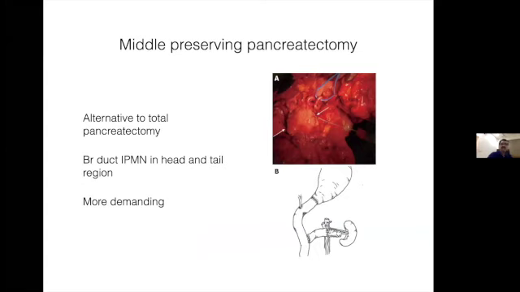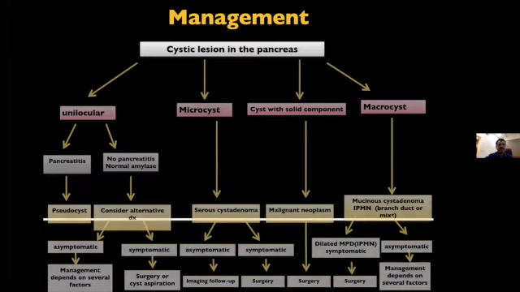So this is the middle preserving pancreatectomy, especially indicated in patients with branch duct IPMN, where you resect the proximal part of pancreas and distal part of pancreas. The middle part of pancreas is preserved with its blood supply. But it's a very demanding surgery, not possible for most routine surgeons.